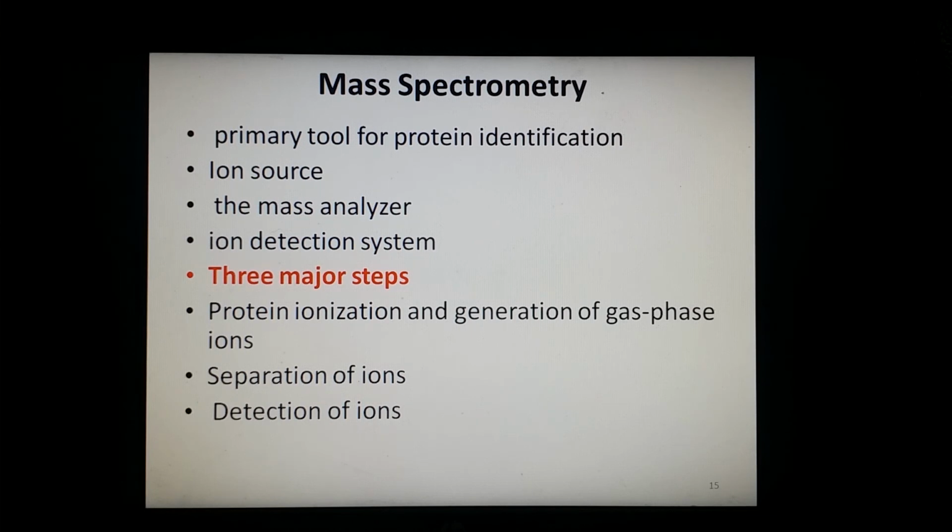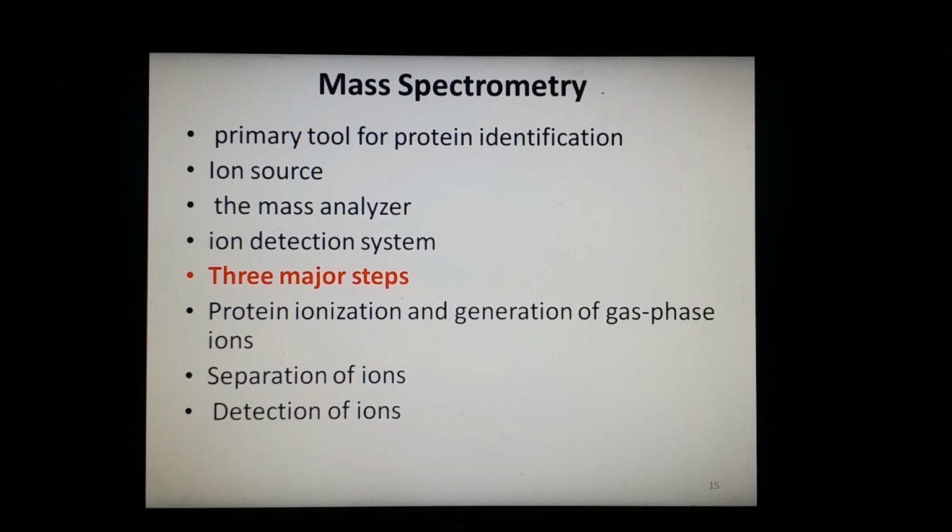Regardless of the choice of a given proteomic separation technique, gel-based or gel-free, a mass spectrometer is always the primary tool for protein identification. So that is the first point: the mass spectrometer is the primary tool for protein identification. During the last decades, significant improvements have been made in the application of mass spectrometry for the determination of protein sequences. Mass spectrometers consist of number 1, an ion source, number 2, the mass analyzer, and number 3, an ion detection system.